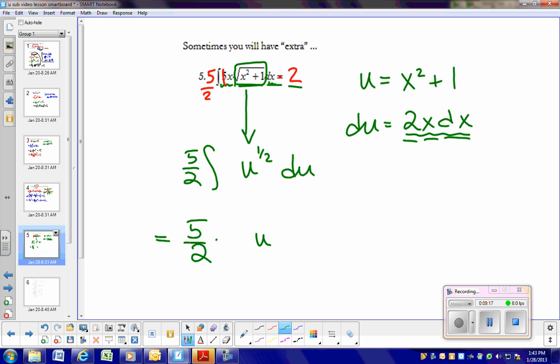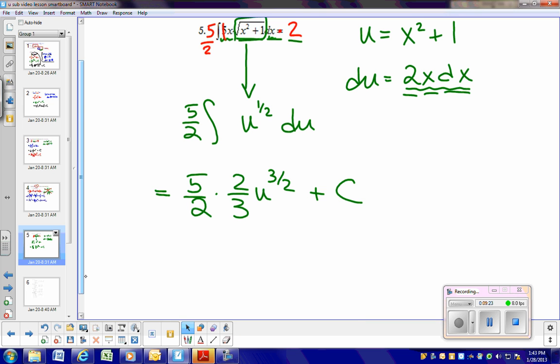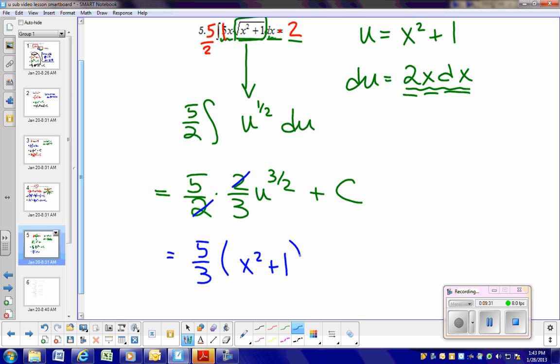Antiderivative here, we're going to take u to the 3/2, divide by 3/2, add a constant, and then we have a little bit of cleaning up we could do and a replacement. So 5/3 u, where u is x squared plus 1. You can write that with a radical or with that exponent. And there you go.